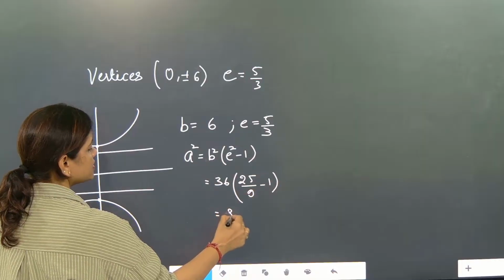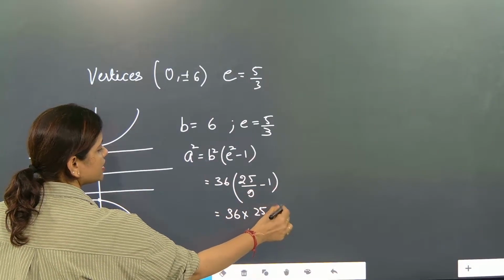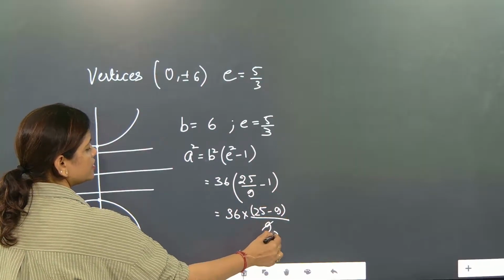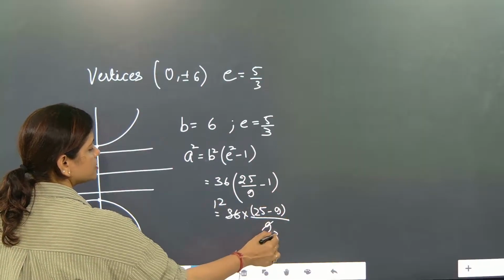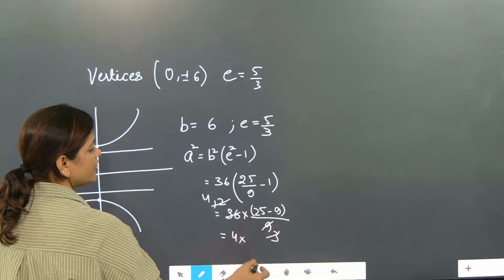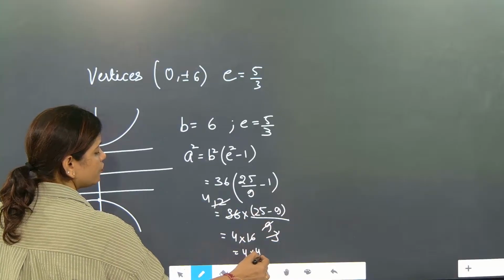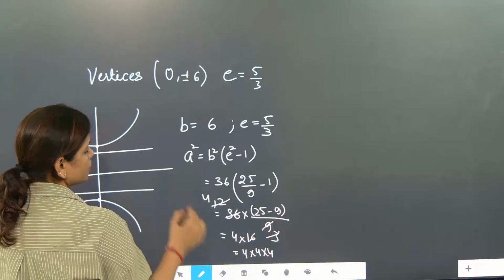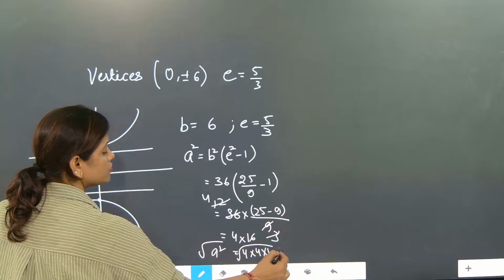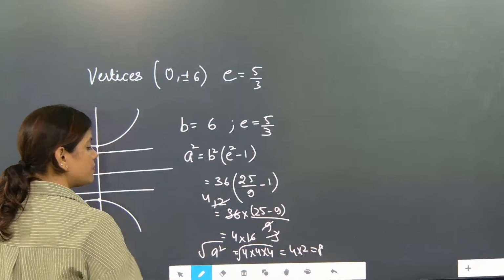So it is coming as 36 into 9, over 25 minus 9 by 9. Okay, so here 3 3s are 9, 3 1s are 3, 3 2s are 6, 3 4s are 12. So it is coming 4 into 25 minus 9 is 16. So it is coming as 4 into 4 into 4. So a square is coming as 4 into 16, so we will find the root. So it will come 4 into 2, 8. So A is coming as 8.